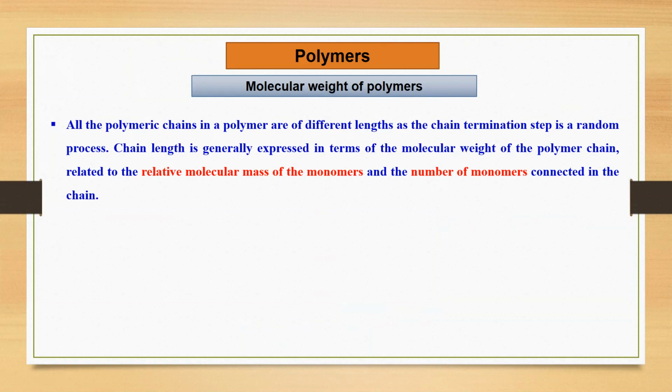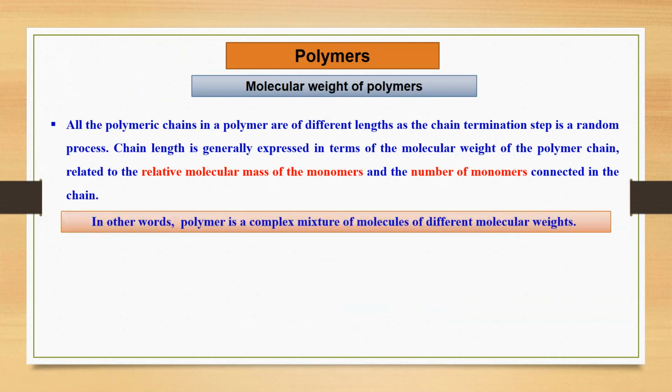Length can combine with the other unit of varying length in the final termination step. So this is a random process. To express chain length, it is generally expressed in terms of the molecular weight of the polymer chain, related to the relative molecular mass of the monomers and the number of monomers connected in the chain. That is, how many monomers have united together to form that polymeric chain.